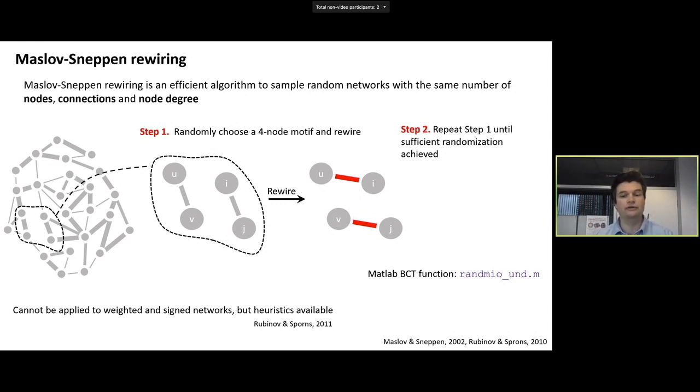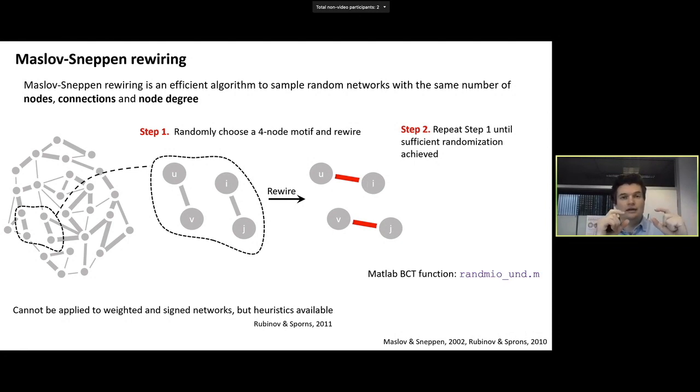And we can do this very efficiently with the Maslov-Sneppen rewiring algorithm. This involves taking our connectome, and we identify 4 nodes that are connected in the pattern shown here. So U is connected to V and I to J. And we then rewire them such that U then connects to I and V connects to J. And we repeat this step again and again.